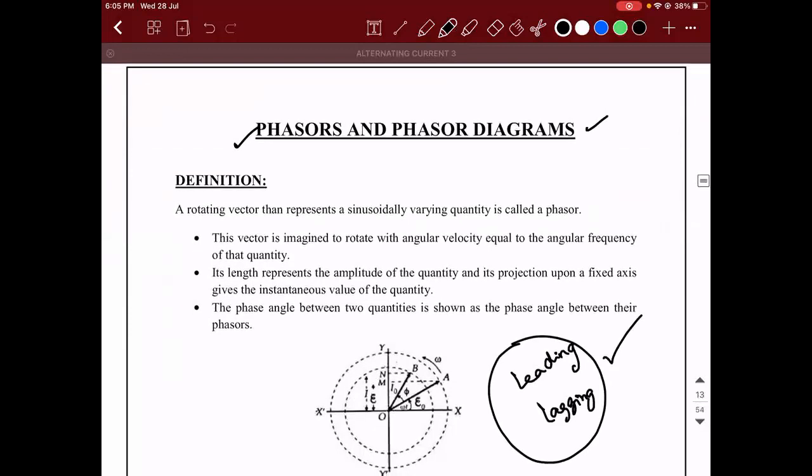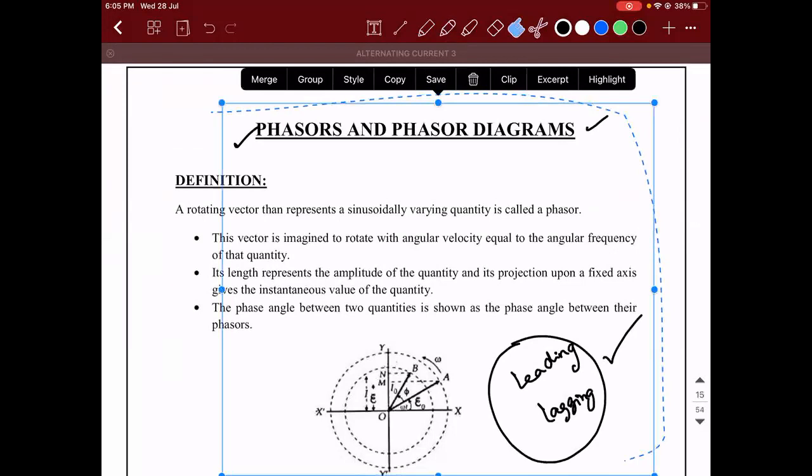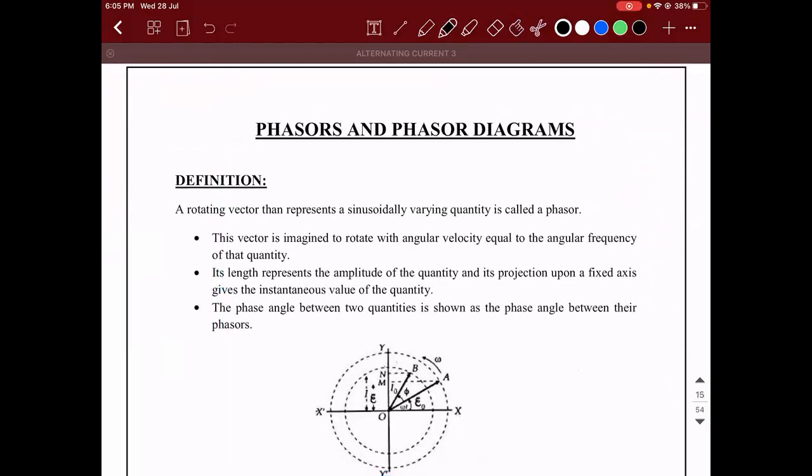Now, the next important topic that we are going to see is, the whole chapter runs on this concept only: phasors and phasor diagrams. That is what they expect you to draw. Or else, in problems, they will give you these things and ask you to calculate certain values. Okay. So, phasors and phasor diagram. What is the definition for it?